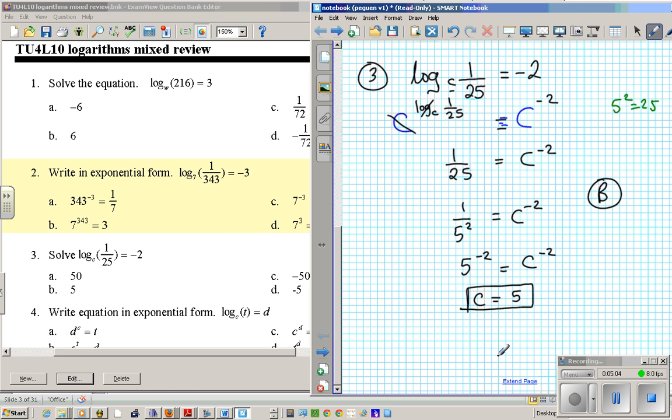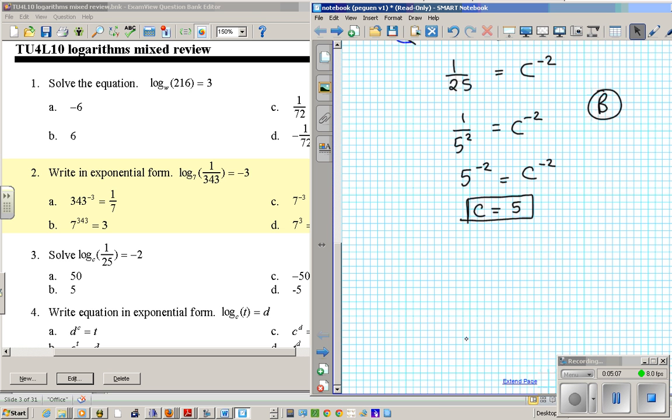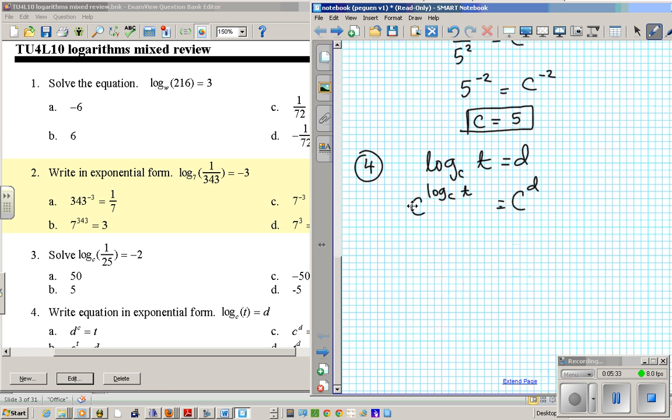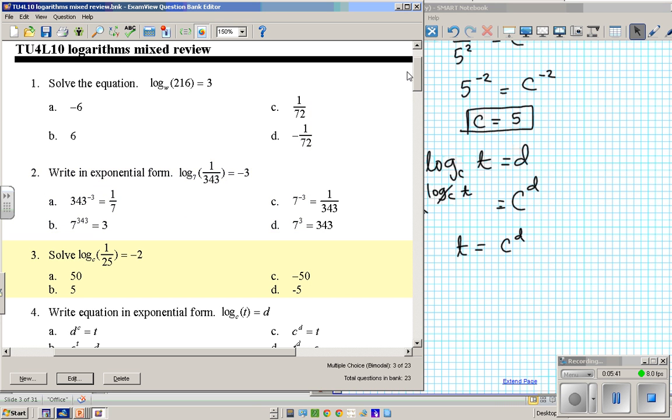Alright, moving along. Let's move on to number 4. Number 4, we're supposed to write the equation log base c of t equals d in exponential form. So all we just do, the base is c, right? So put a big C here and a big C there. Now on the left side we have little log base c of t and a little d on the right side. Okay? On the left side, the c and the logs cancel, so we're going to have t equals c to the d.